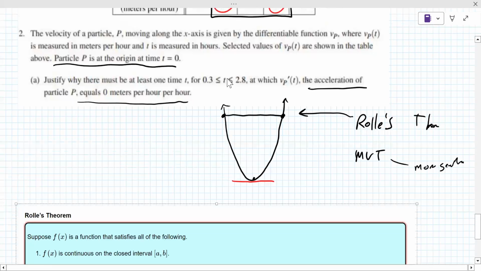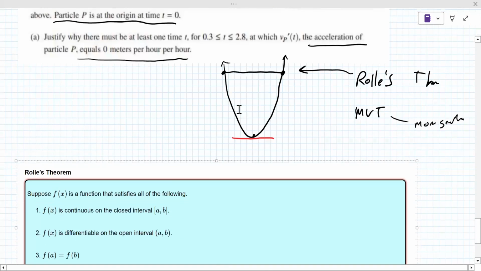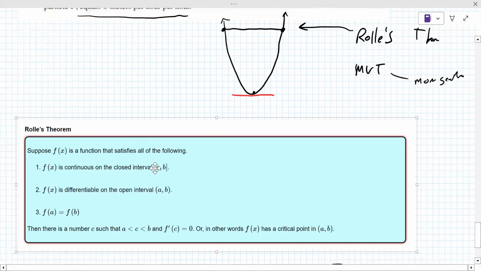You either can say there's a sign change on the derivative between the 2 points because it clearly goes down and then it goes back up. Or you say the function is continuous from 0.3 to 2.8. It's differentiable from 0.3 to 2.8. And f of 0.3 equals f of 2.8. We'd have to look at the rubric to know what they were looking for.